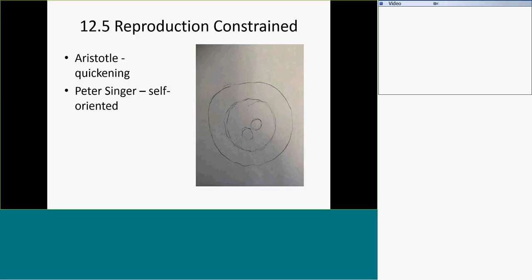Peter Singer there with some very dark thoughts on the self-oriented individual. But in relation to meiosis, there is this idea of constraints on reproduction. We should think about this in our worldview, right? Our Christian theism. How do we define an individual?